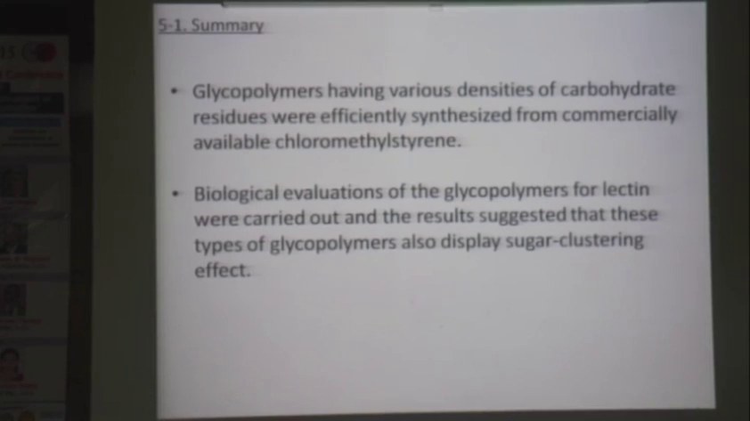Glycopolymers having various densities of carbohydrate residues were efficiently synthesized from commercially available chloromethylstyrene. Biological evaluations of the glycopolymers for lectin were carried out, and the results suggested that these types of glycopolymers also display sugar clustering effect.